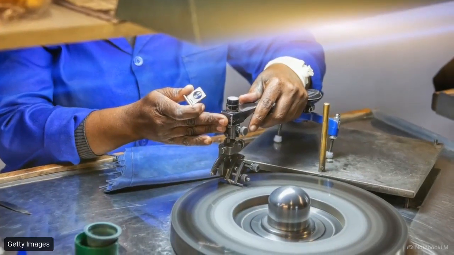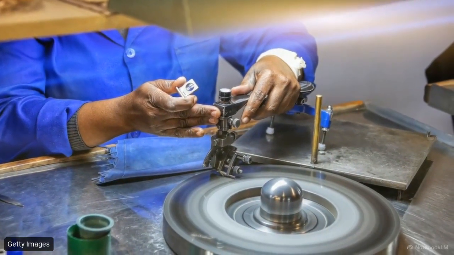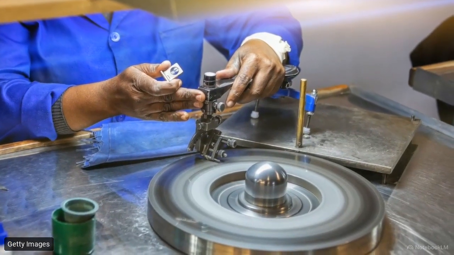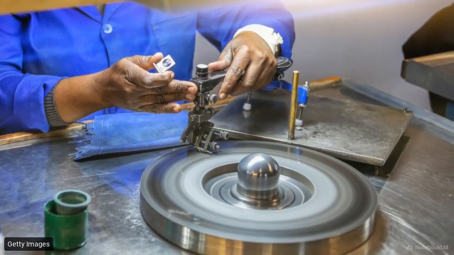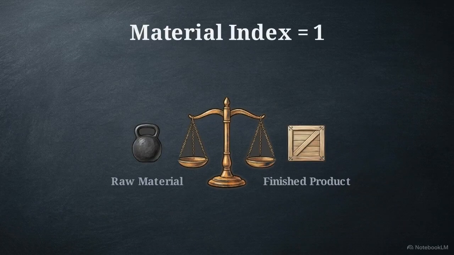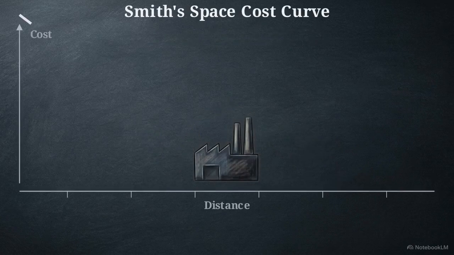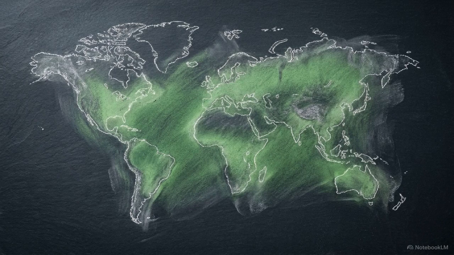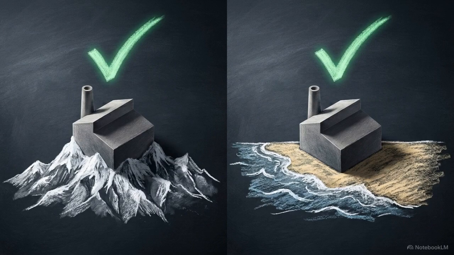Diamond processing follows the exact same logic. Its incredibly high value-to-weight ratio means global transport costs have virtually no impact on the bottom line. In Weber's terms, these industries have a material index of 1. This causes Smith's space cost curve to flatten out across the geographic landscape. A flat cost curve means the spatial margin of profitability expands to cover nearly the entire map. The economic penalty for choosing one location over another effectively disappears.